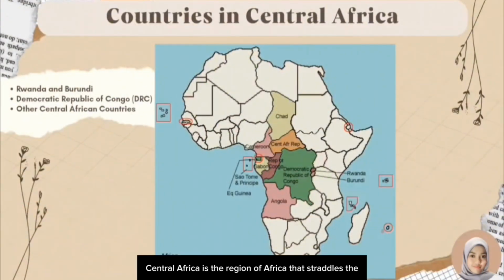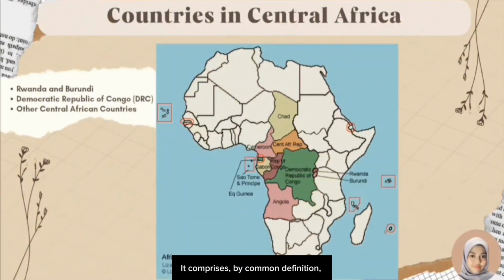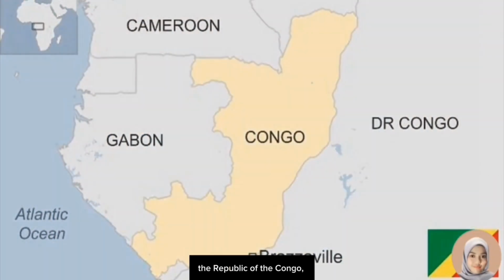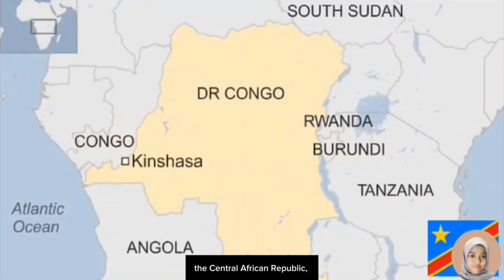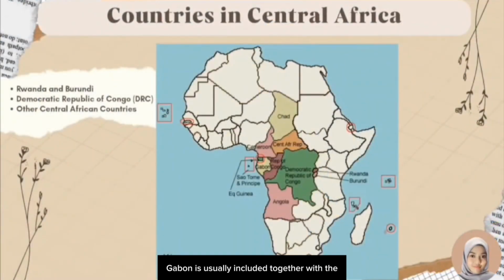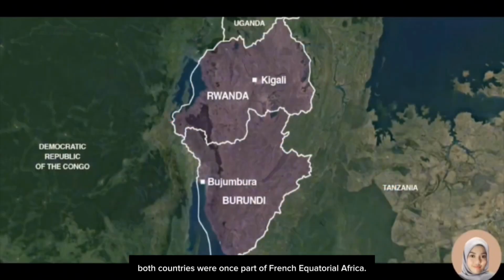Central Africa is the region of Africa that straddles the equator and is drained largely by the Congo River system. It comprises, by common definition, the Republic of the Congo, the Central African Republic, and the Democratic Republic of the Congo. Gabon is usually included together with the Central African Republic because of the same historical ties. Both countries were once part of French Equatorial Africa.